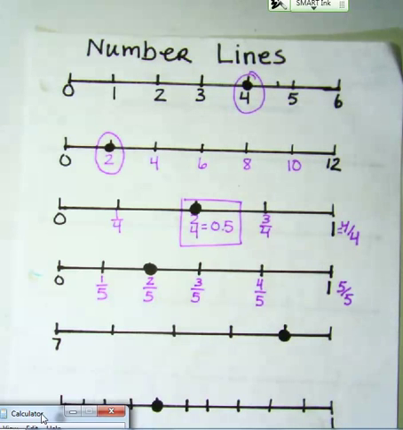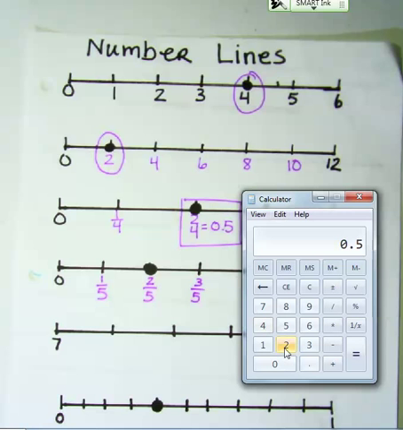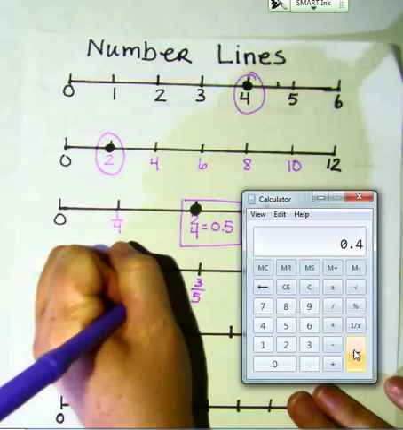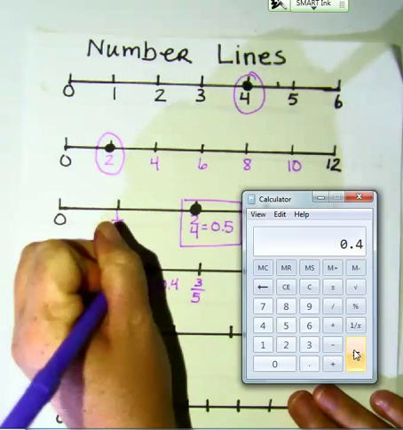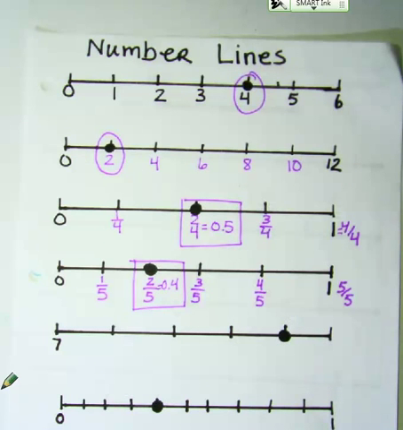So as a decimal, what I'm going to do is type 2 divided by 5 into my calculator and hit equal. So 2/5 is really located at 0.4. That's its decimal equivalent. Remember, a fraction just means 2 divided by 5. That's all that means. Okay, let's try our next one.